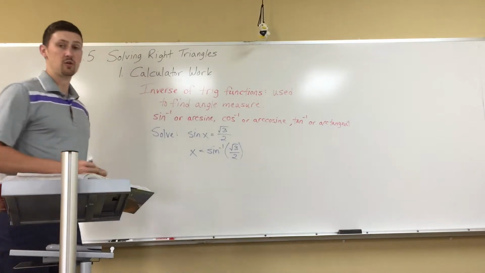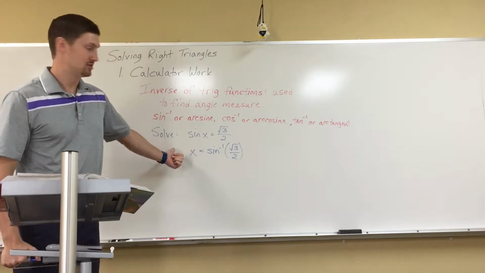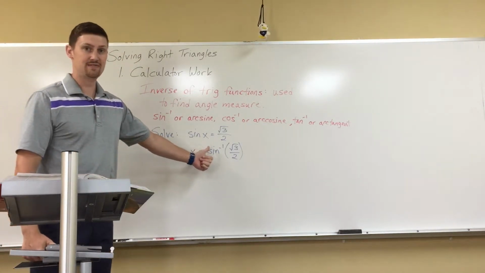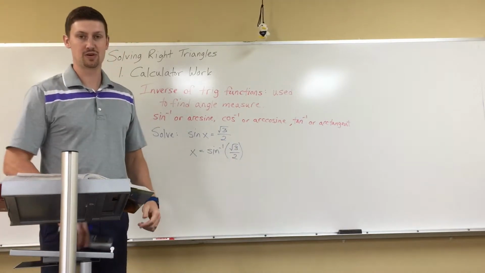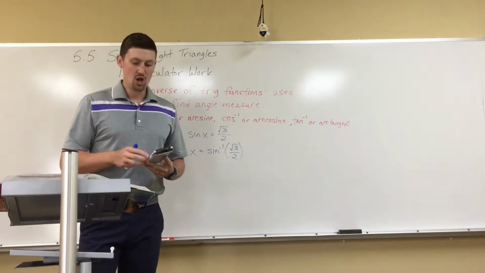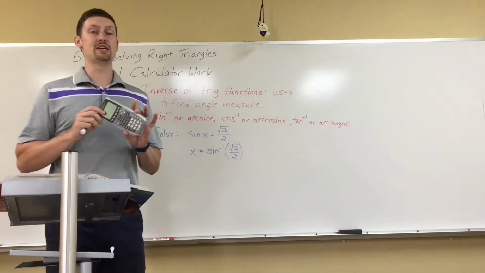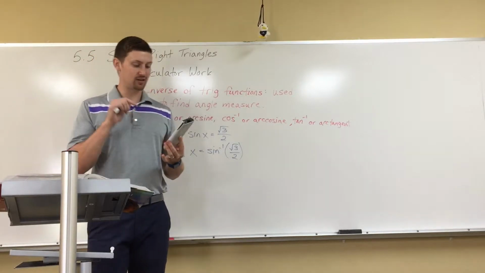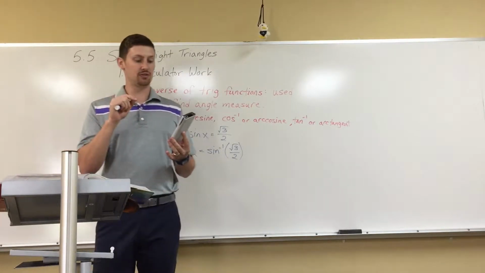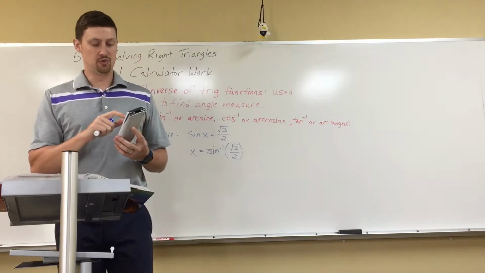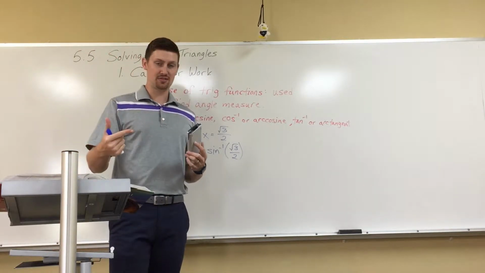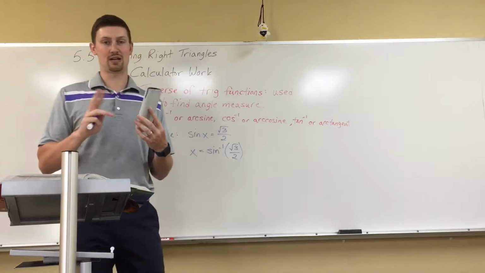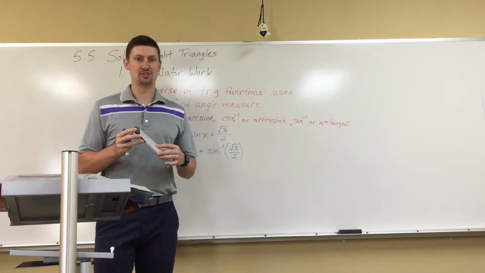Okay? So in other words, x, your answer, your angle, equals inverse sine of square root of 3 over 2. Now, here's where the calculator comes in. One note, you want to make sure your calculator is in degree mode. On most calculators, there's a button that says mode. You want to click that and make sure that it's not in radians, but in degrees. Again, we go back and forth between those two modes throughout this chapter.